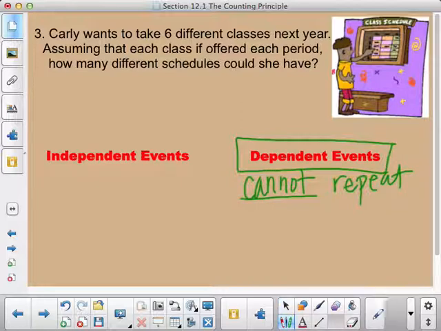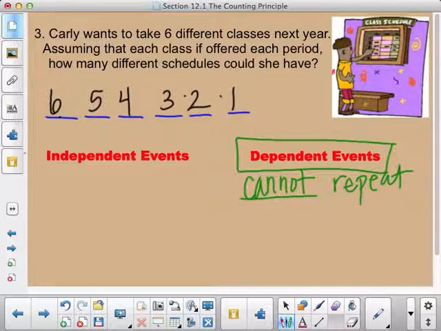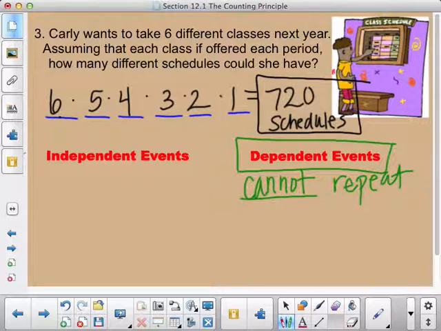She's going to take 6 different classes. So I would have 6 options. Her first hour would have 6 choices, then only 5, because she already has a class selected for the first hour, then 4, then 3, then 2, then 1. So I would multiply those all together, and you should get 720. So there are 720 schedules that are possible for her.